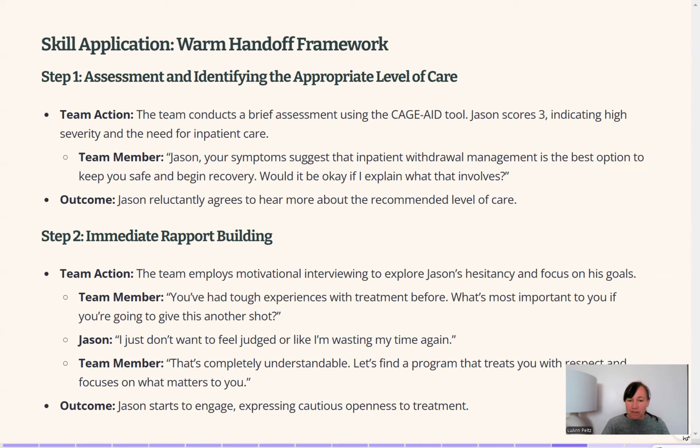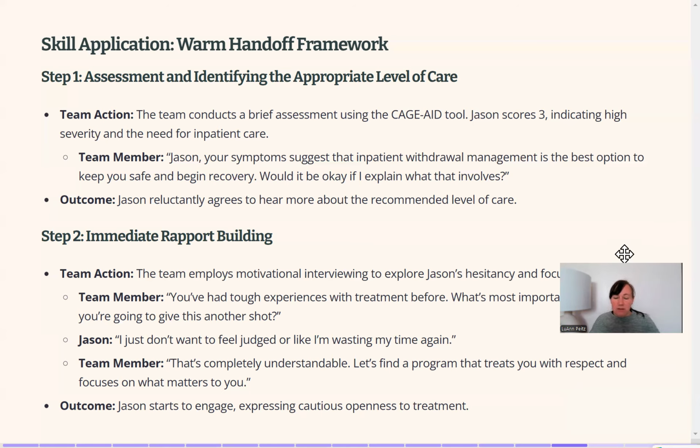So you've had tough experiences with treatment before. What's most important to you if you're going to give this another shot? Jason might say, "I just don't want to feel judged or like I'm wasting my time again." The team member might say, "That's completely understandable. Let's find a program that treats you with respect and focus on what matters to you."